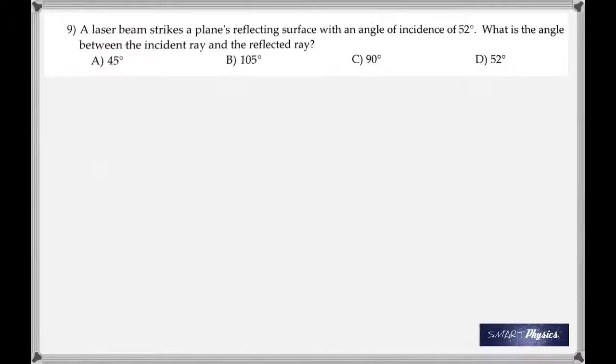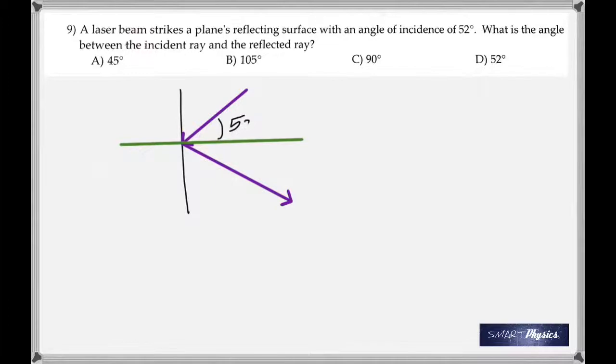And here in the 9th one, a laser beam strikes a plane reflecting surface with an angle of incidence 52. What is the angle between the incident ray and the reflected ray? That's really simple, because the angle of reflection will also be 52 degrees. So between the rays, the angle will be 104 degrees, and the multiple choice answer is obviously wrong. It is supposed to be 104 degrees.